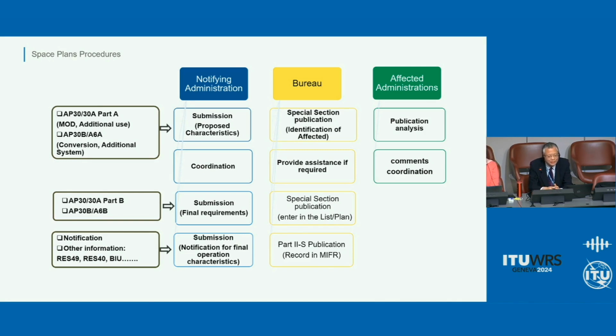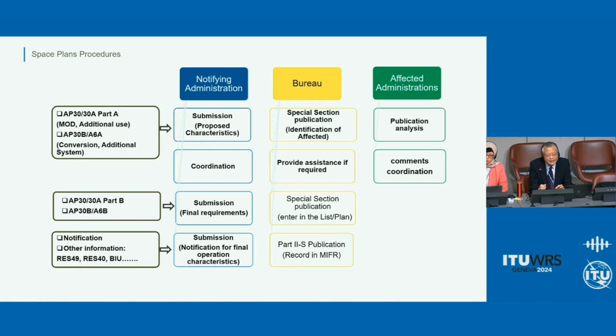What I say is a normal procedure. There are some exceptions. The first one we call the Part A submission. It's the initial or proposed characteristic of a network. Then you make a submission to the bureau. The bureau will publish that network.